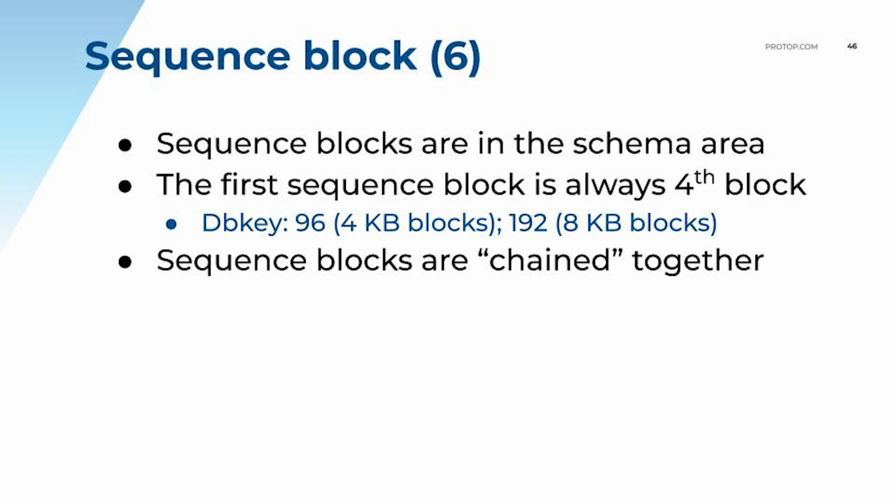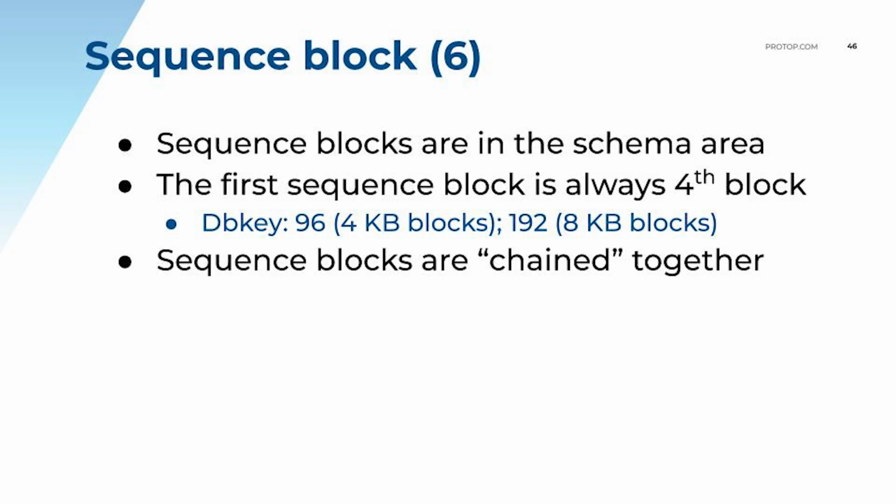Sequence blocks, I mentioned those earlier. Sequence blocks are always in the schema area, thus they always have a type 1 header, 16 bytes. And the first sequence block always has a predictable DB key because it's always the fourth block in the area. So that's 192 if you're in an 8K database, and it's going to be 96 otherwise.